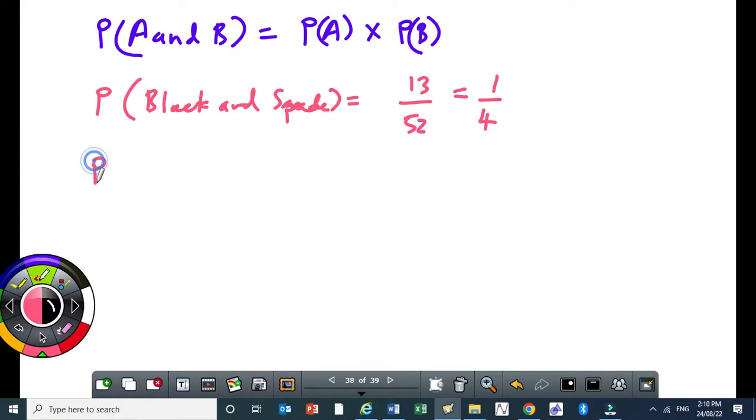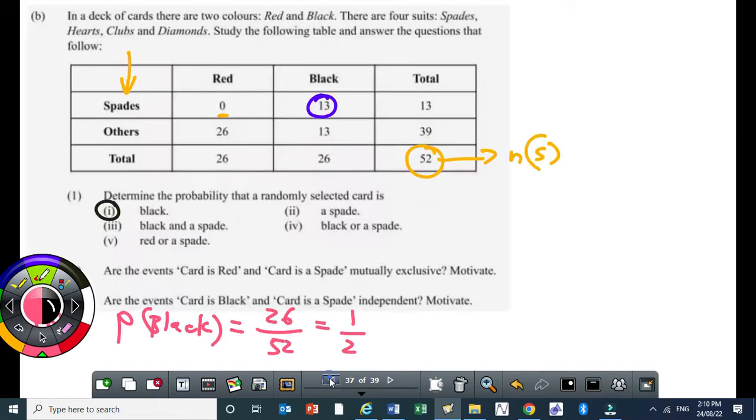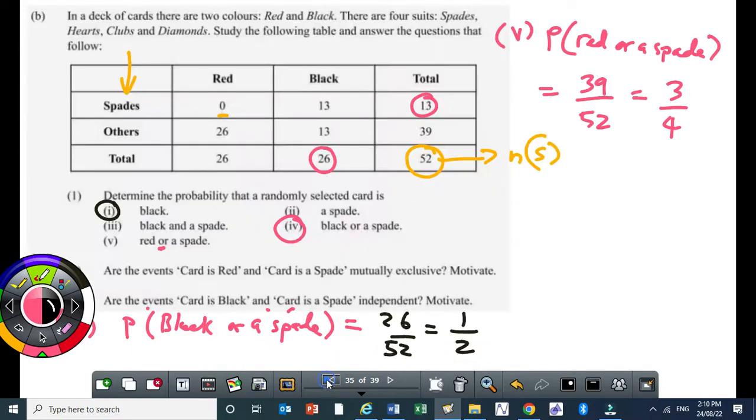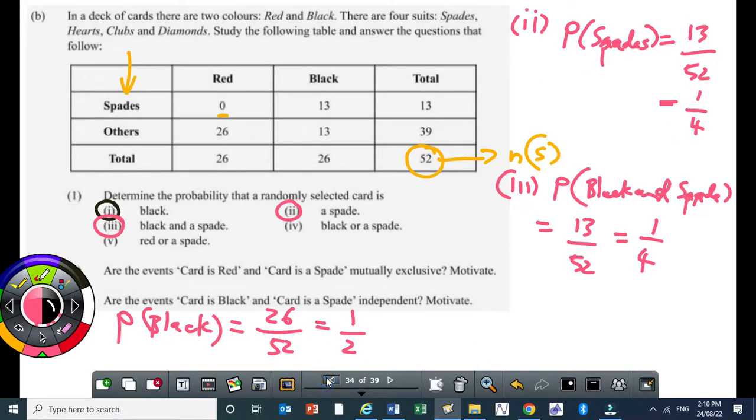This 26. What's this 26? Don't confuse or and and. And means intersection. Black and spade. Let's go back. Black and spade. We did it already. Right? Black and spade. It's there. It's a quarter.